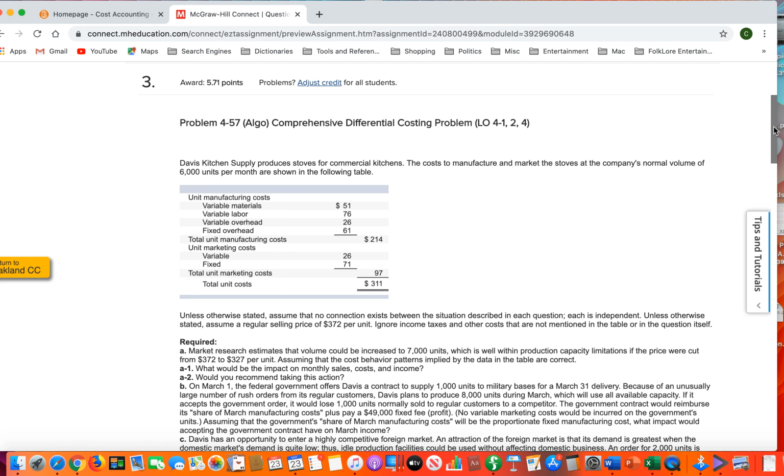I wish the numbers were the same because it would just be so very easy to explain it. But in any event, here we have, they normally produce 6,000 units a month. And these are the details here, the data for manufacturing costs, including variable and fixed overhead, and your marketing costs, both variable and fixed. And so the total cost there is 311.